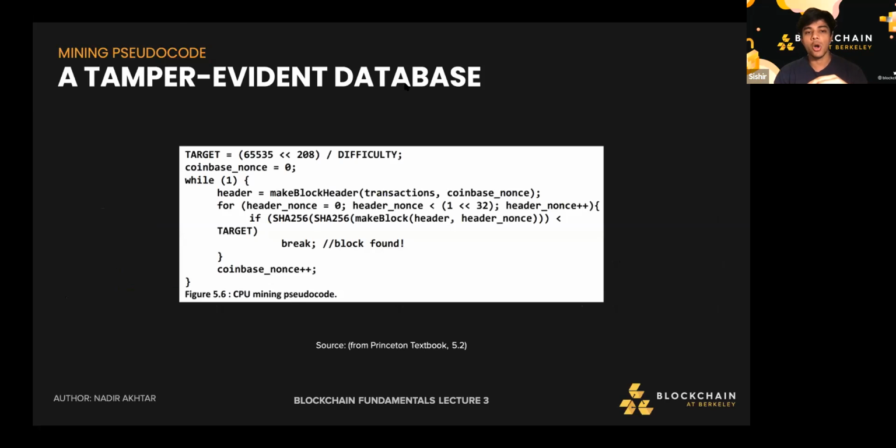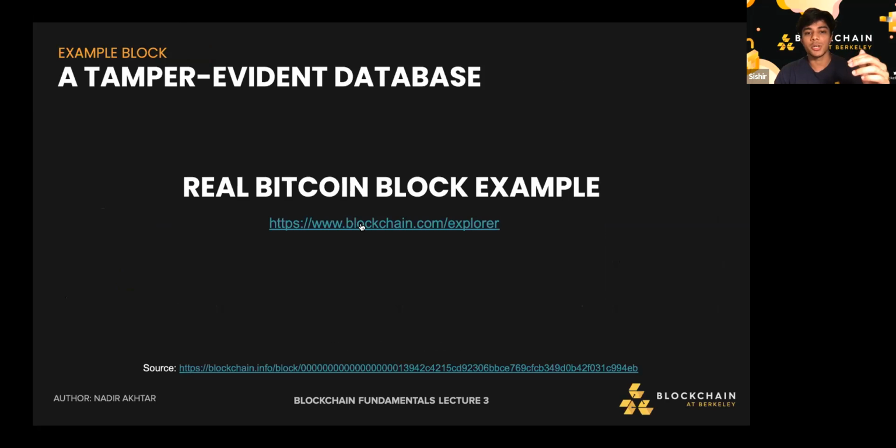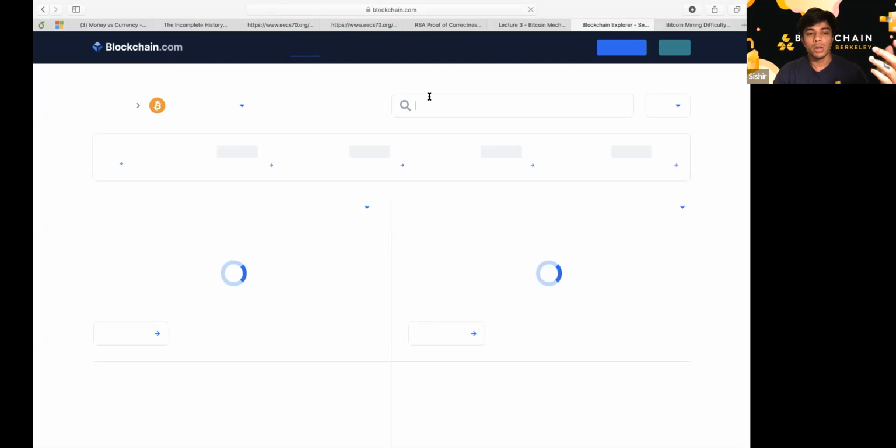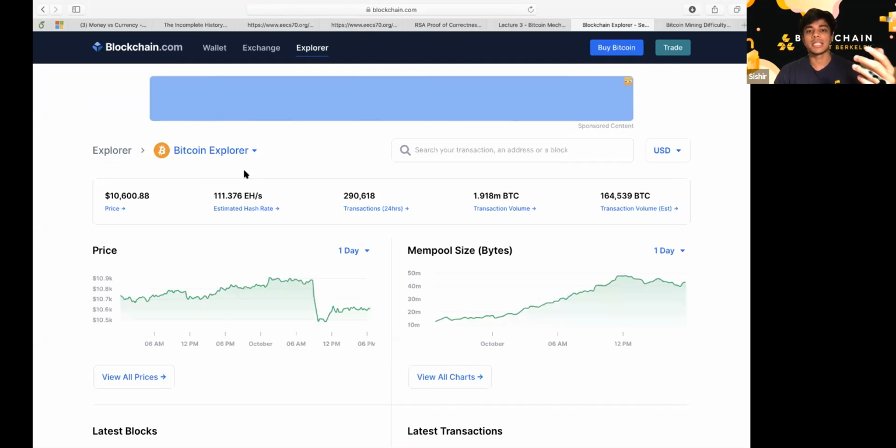So this is what the code looks like for the nonce, just general code of how to guess the nonce and what the mining procedure looks like. And real quick, I just want to show you guys what an actual Bitcoin block looks like. We're going to see nonce values, the previous block hash, and everything. I hope you all can see my screen.